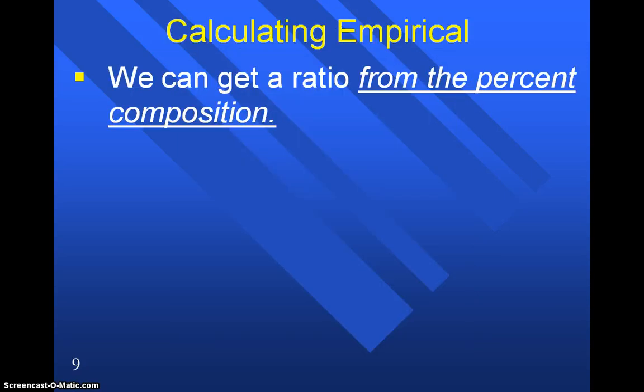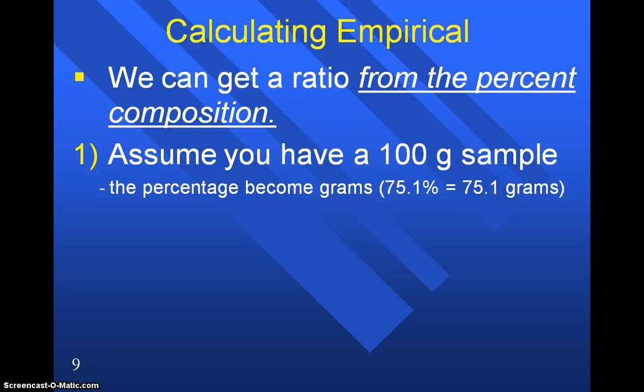But let's go ahead now and talk about how we actually calculate an empirical formula from the percent composition. It's very similar to what we learned in the last video, but we just have one extra step. We're given percents, so in order to make our molar conversion, we're going to assume that we have 100 grams of the sample. So if some sample is 75.1% carbon, then we assume we have 100 grams, so we just turn the percent straight into grams, and you say that there are 75.1 grams of carbon.